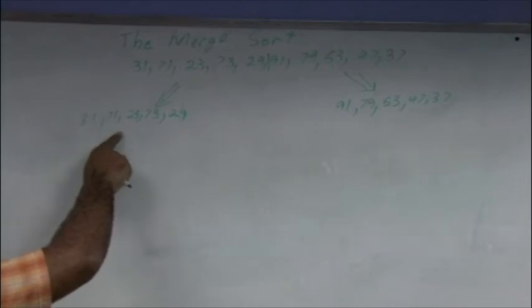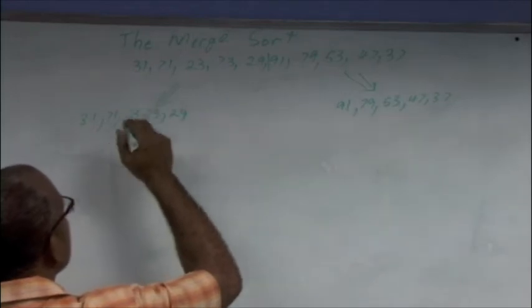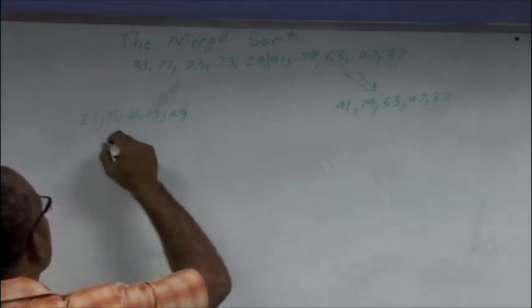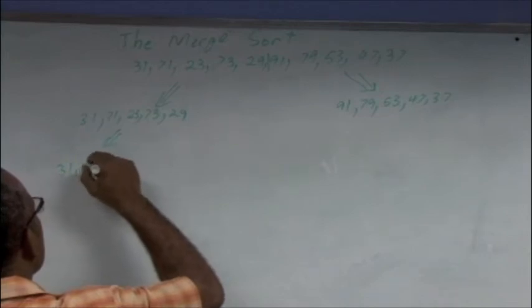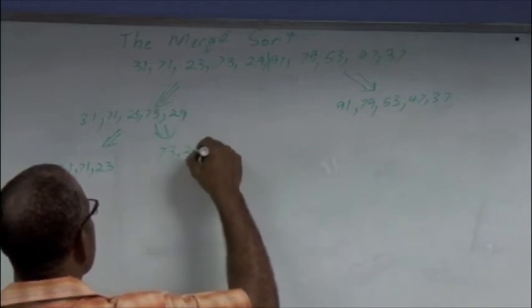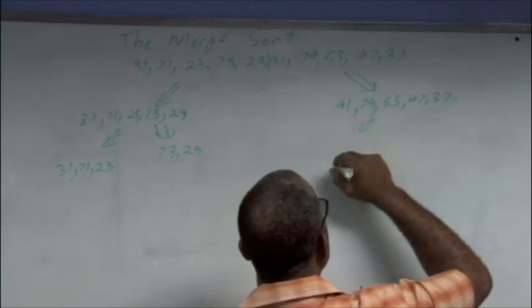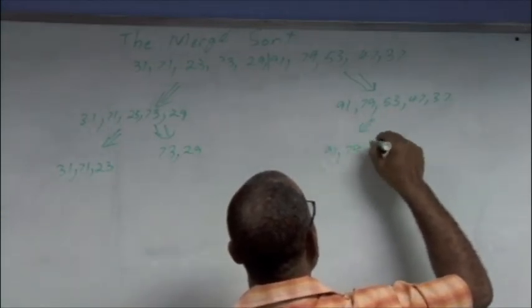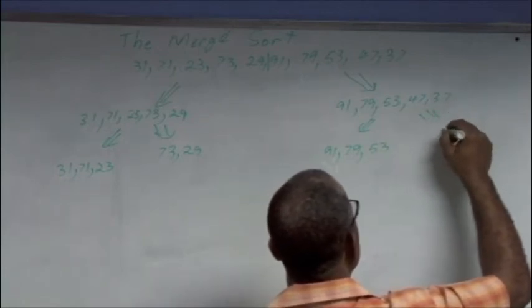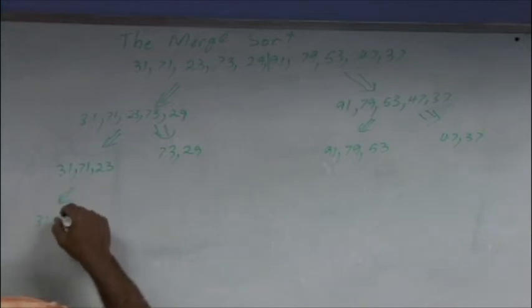To sort that list, we're going to first split it and depend on something else to sort it with the merge sort. So this ends up with a list with 31, 71, 23, another list with 73, 29. Over here, we split our list into 91, 79, 53, and then 47, 37. So here, we're going to split again: 31, 71, 23.